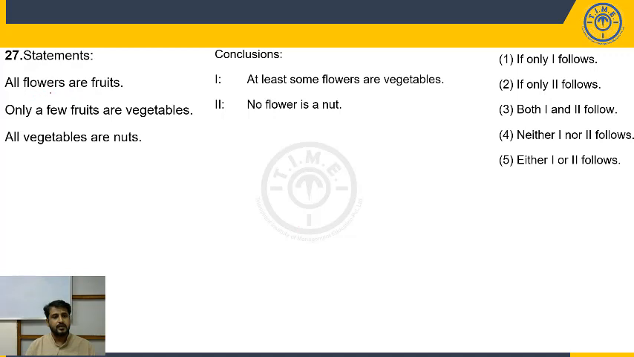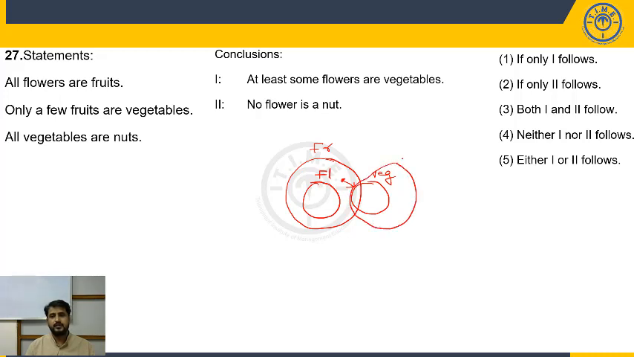What are the statements? All flowers are fruits. Only a few fruits are vegetables. So definitely some part of the fruit should be outside the vegetables. All vegetables are nuts. So all vegetables are nuts. Now let's answer the questions.